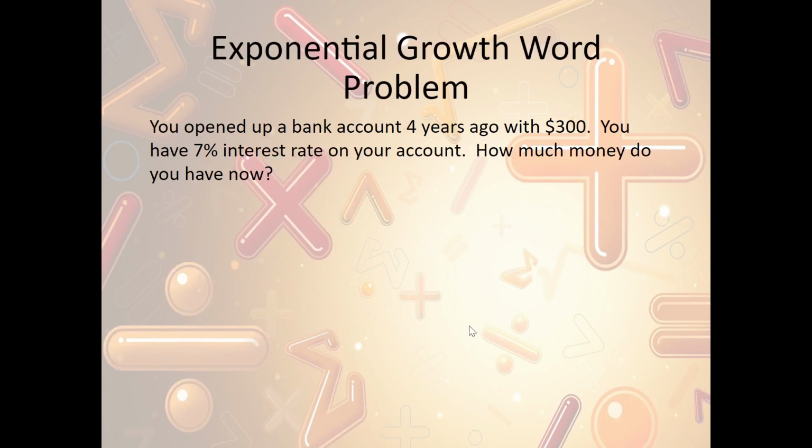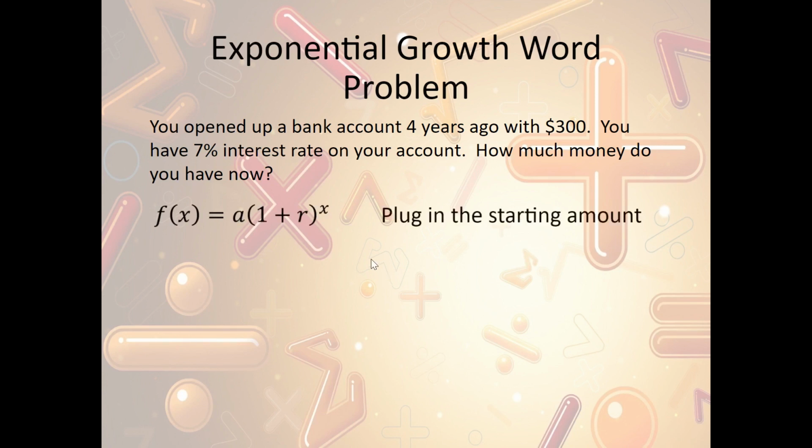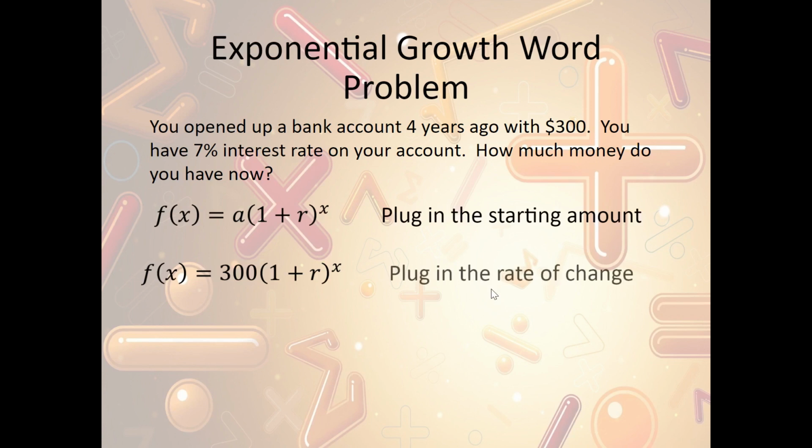Let's look at another example. So it says we opened up a bank account 4 years ago with $300. You have a 7% interest rate on your account. How much money do you have now? So again, we're going to start with our exponential growth formula. So we're going to plug in the starting amount. Our starting amount was $300. So we plug that in for A. Then we're going to plug in our rate of change for R. It says we're going up by 7%. So we move the decimal back 2 places. So that's 0.07 is our rate of change.